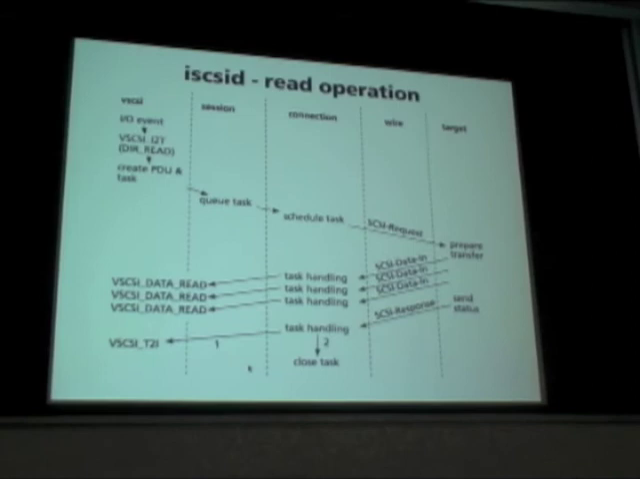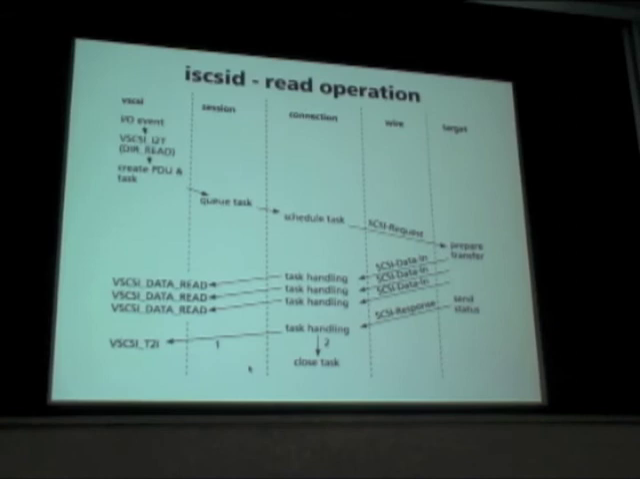Then our task handler is getting these data in, and based on the information it gets, like it's a SCSI data in, I can actually use the data that is in there and send it to the kernel with the vSCSI data read ioctl, and it does that until it gets the SCSI response, which terminates the transfer. And in that case, it issues the vSCSI target to initiator ioctl, and closes the task. And after that, everything is finished.